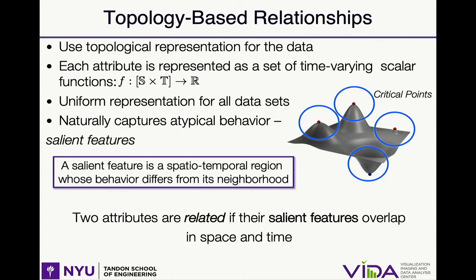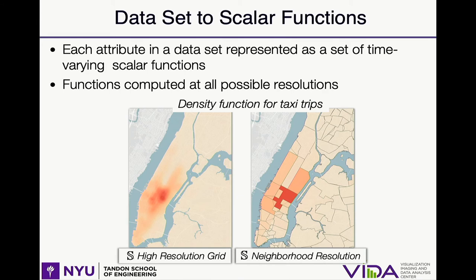So how does this work? The pipeline is as follows. You first get all your data sets, each attribute in each data set, and we map that as time-varying scalar functions. And you compute these functions for all possible spatial-temporal resolutions, so you can go from a city-wide resolution to neighborhood and so on and so forth.